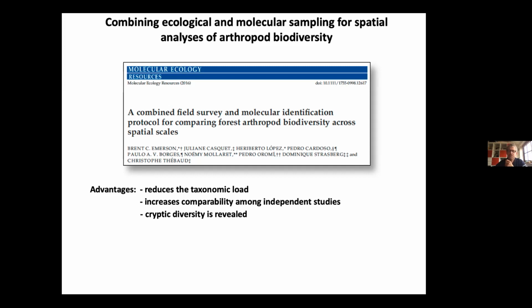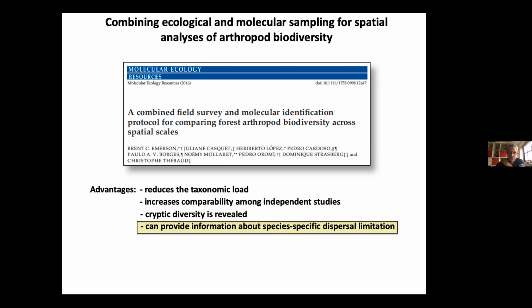So it has a lot of advantages. It reduces the taxonomic load. You don't have to identify everything to species, just a few individuals from each species that you defined at the end of the protocol. It increases the comparability among independent studies because you're working with sequences and they're directly comparable as opposed to morphological hypotheses. And it reveals a lot of cryptic diversity, which is particularly relevant in insular communities. And what is particularly useful is that this data can itself provide information about species-specific dispersal limitations.